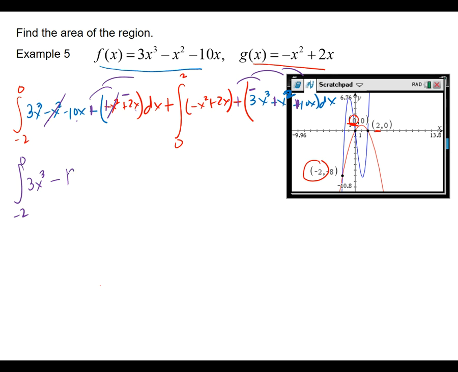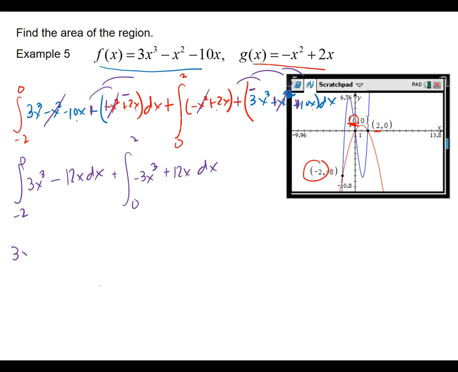Good, that's looking negative 3x cubed. Negative x squared and positive x squared is going to cancel. Okay, and then 2x plus 10x is 12x dx. Okay. All right, let's go ahead and integrate it. Basically, the difference is there's some sign differences, right? So it's the same problem.